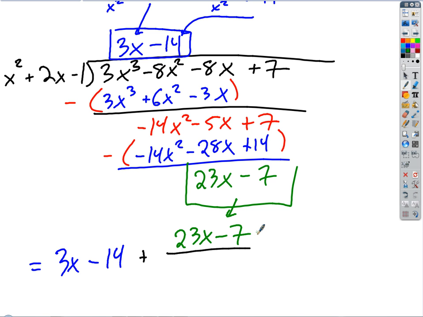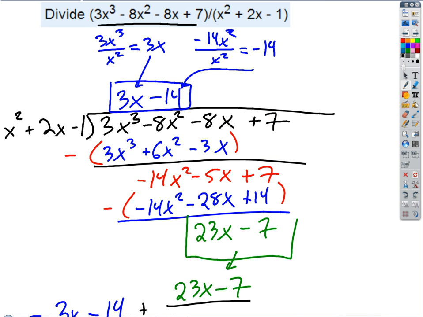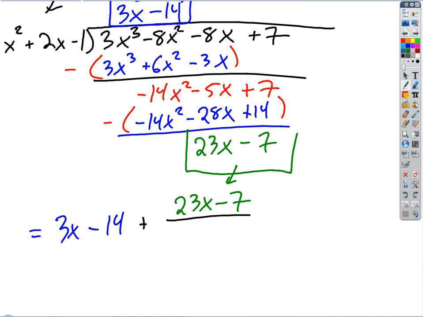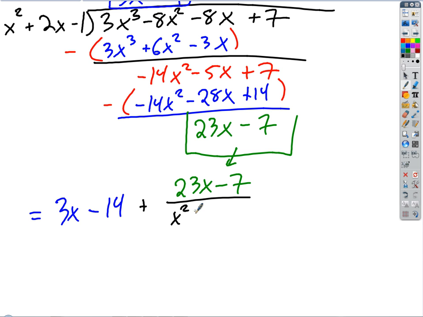And what goes on the bottom? Yeah, good. The original denominator, which is right there. So x squared plus 2x minus 1. Now, how do I enter all that in Moodle? Because I've got to put all that in Moodle.